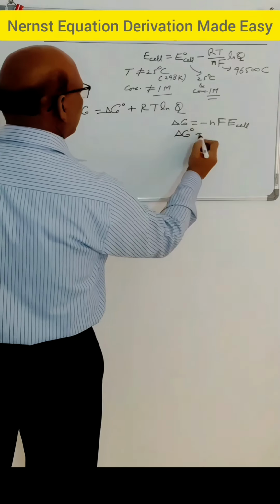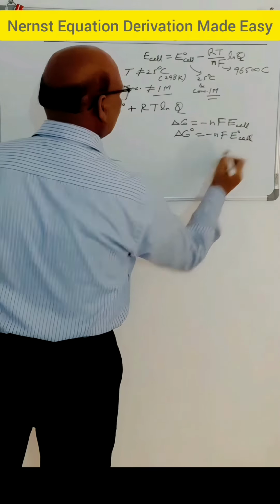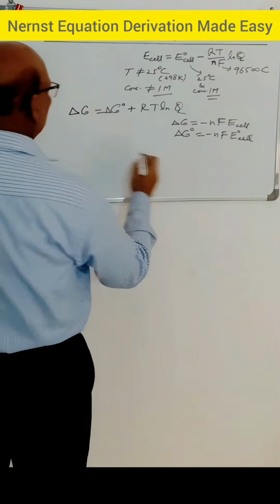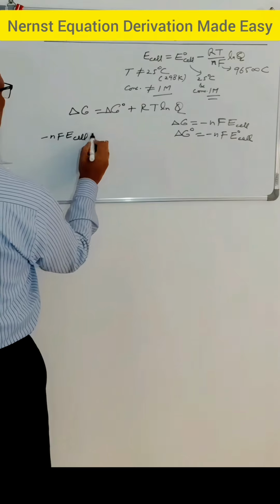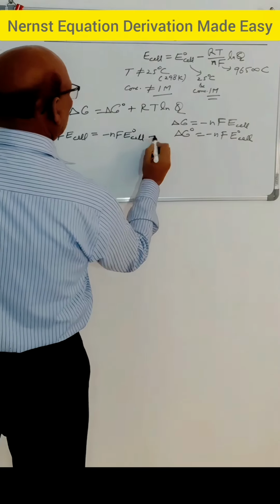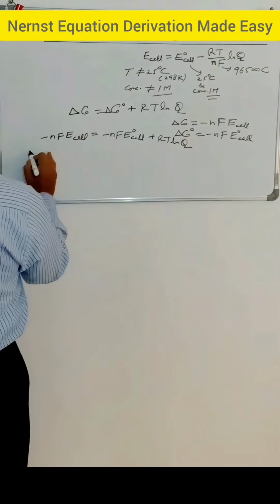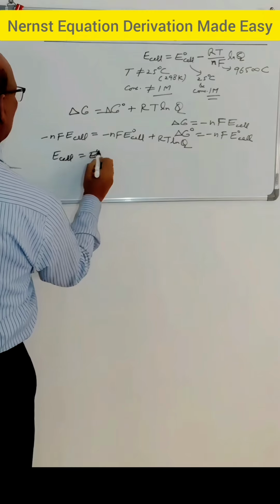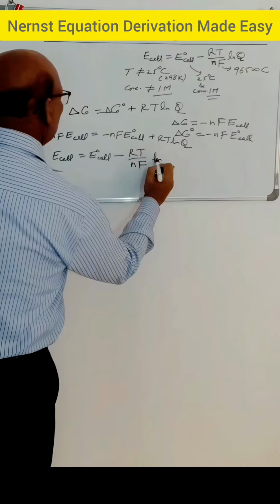And delta G naught we can write as minus nF E naught cell, that is at standard conditions when concentrations in both the half cells is 1 molar and temperature is 298 Kelvin. So इसमें हम ये वैल्यू रख देते हैं. So we will get minus nF E cell equal to minus nF E naught cell plus RT ln Q. Okay, अभी हम दोनों तरफ जो है डिवाइड कर देंगे by minus nF. So we get E cell equal to E naught cell minus RT upon nF ln of Q.